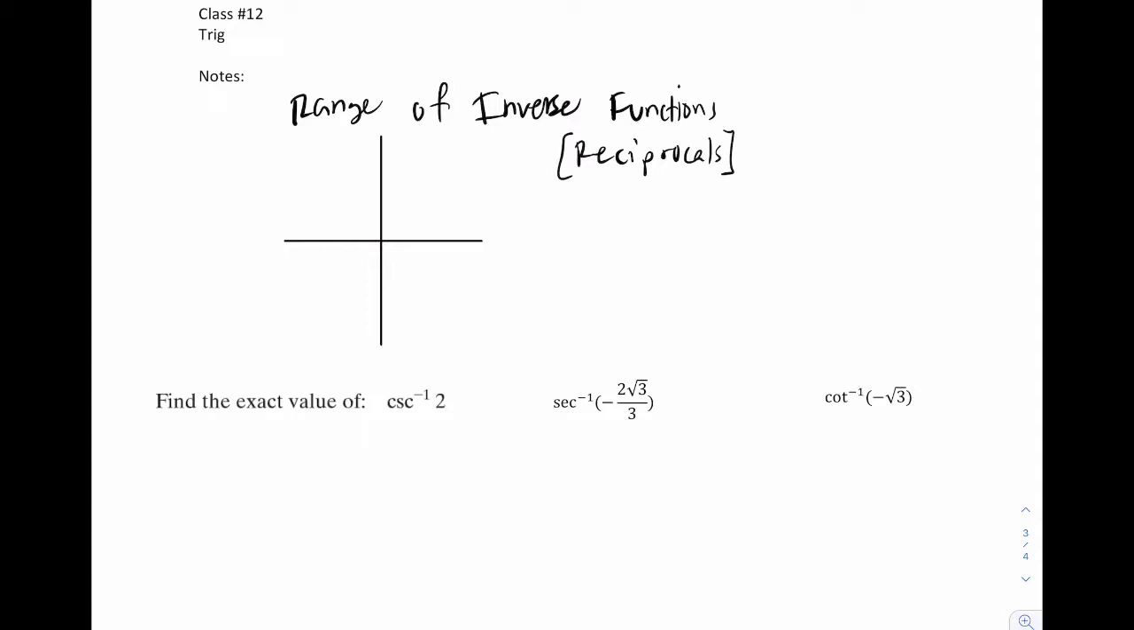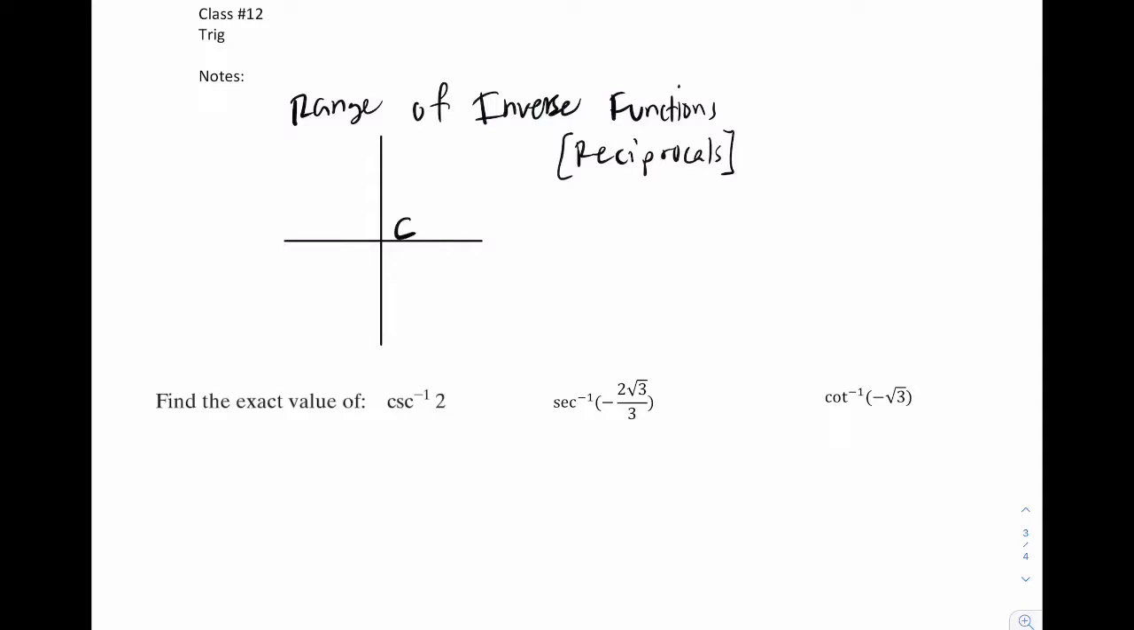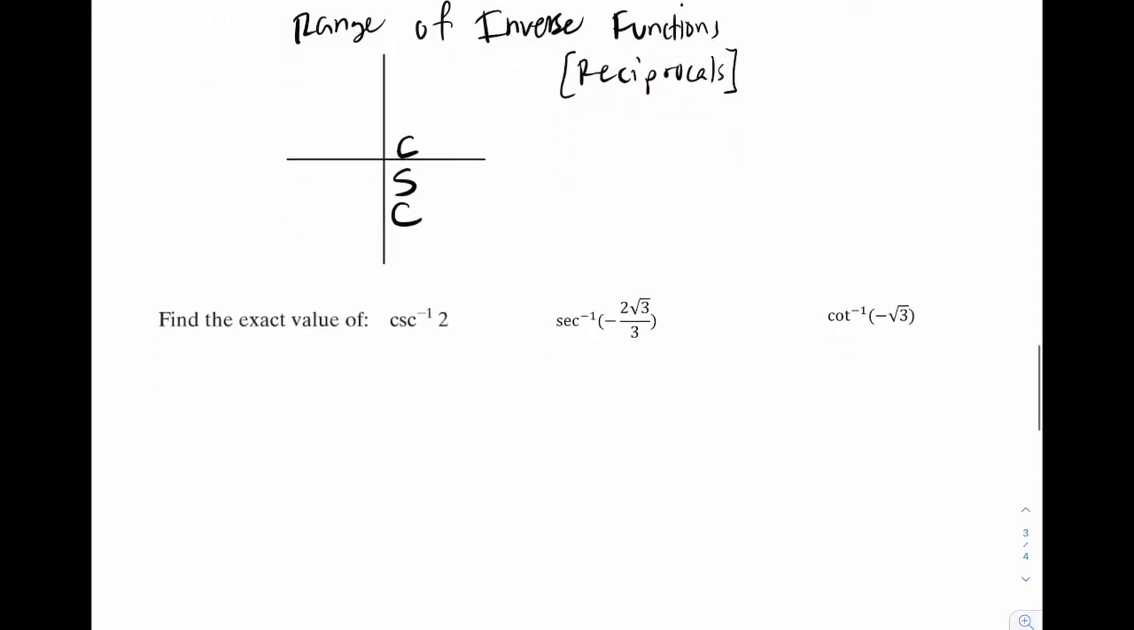So cosecant is very similar to sine. It's going to be 1 and 4. So if you want cosecant inverse of 2, highlight 1 and 4. And some people think of this, where does sine inverse hit a half? That would be right below, that'd be right above. That would be pi over 6, right there.